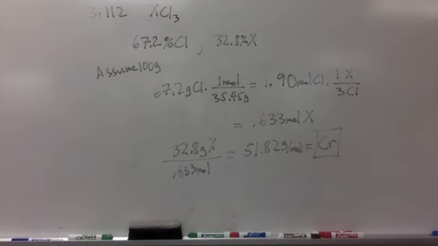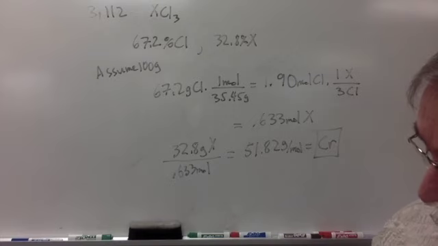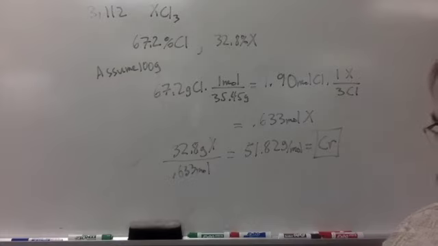And here's our last problem, 3.112. It's based on a chemical formula XCl3. Analysis of a metal chloride, XCl3, shows that it contains 67.2% chlorine by mass. Calculate the molar mass of X and identify the element. So in this case, we have 67.2% chlorine, which means we have 32.8% X. And I'm going to assume 100 grams, which will mean I have 67.2 grams of chlorine. When I convert that to moles, I get 1.90 moles of chlorine.